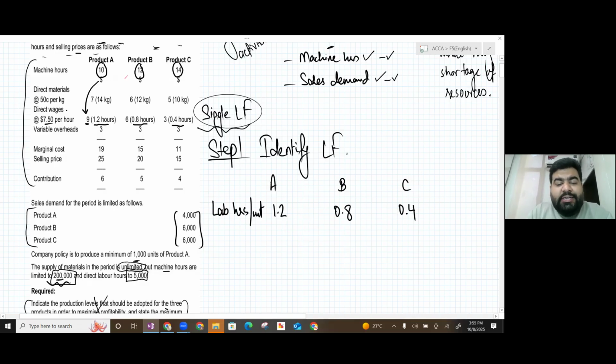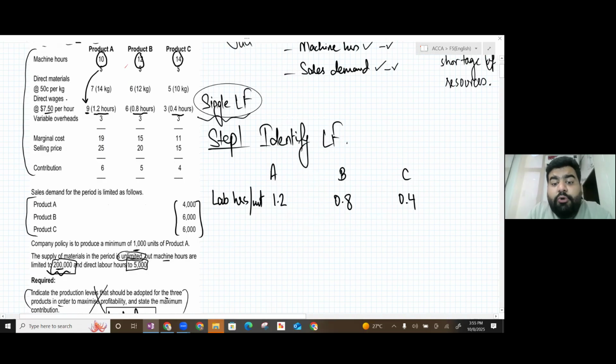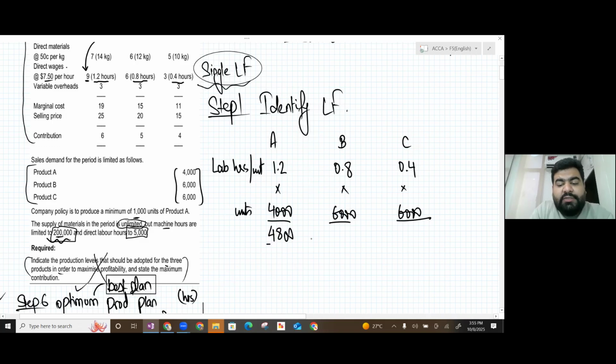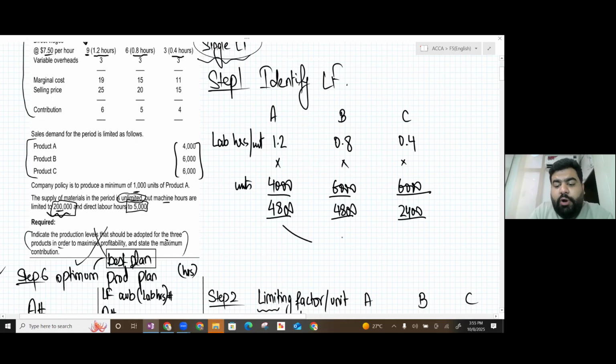1.2, 0.8, and 0.4. These are labor hours per unit. Again, the same concept as we have done in machine. Multiply with the units. Units are 4,000 for product A, 6,000 for product B, and 6,000 for product C. Let's calculate it. It's 4,800 labor hours here, 4,800 here, and 2,400 here. For A, B, and C, total labor hours required, we have calculated.